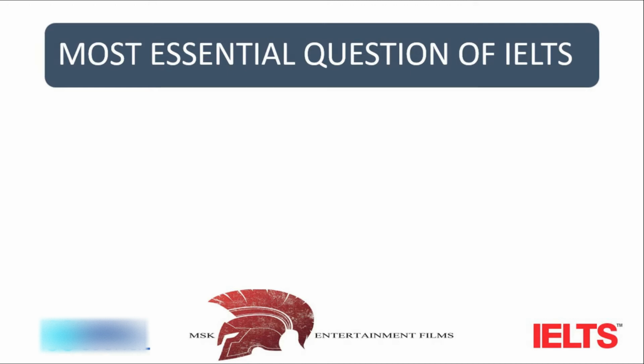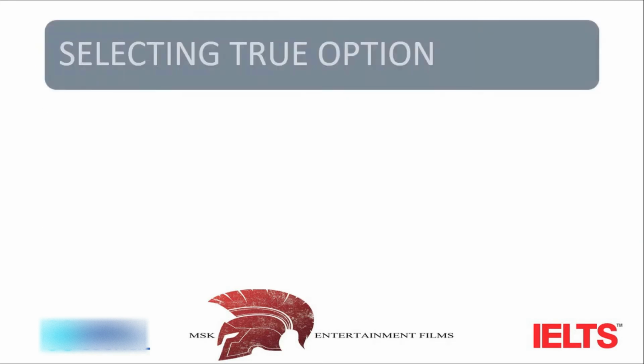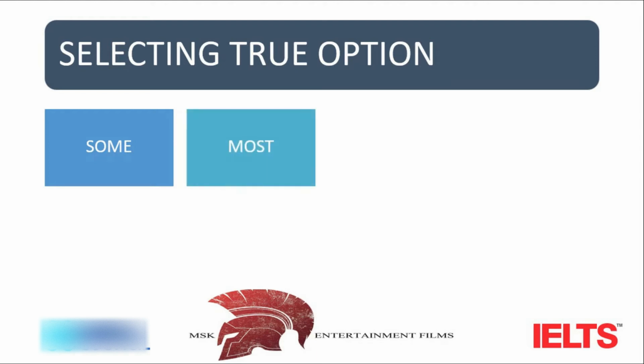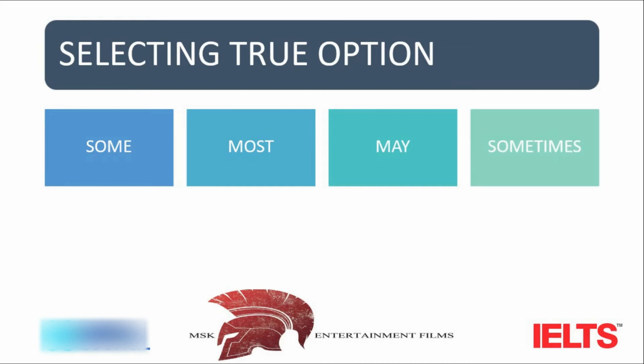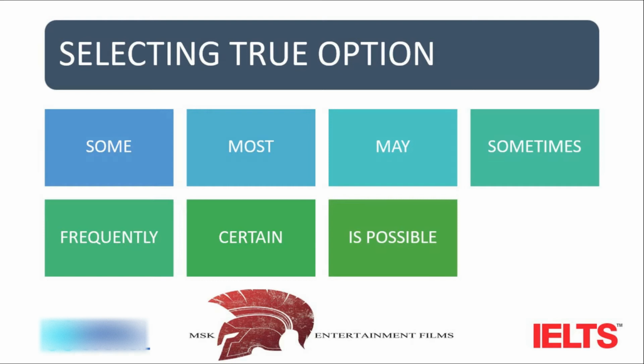As you know, the most essential question of IELTS is true, false, and not given. So let's first discuss how to select the true option. The true option can be selected on these bases. If there is some, most, may, sometimes, frequently, certain, is possible, or can in the sentence, then you can mark it true.